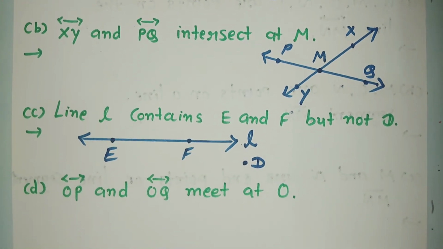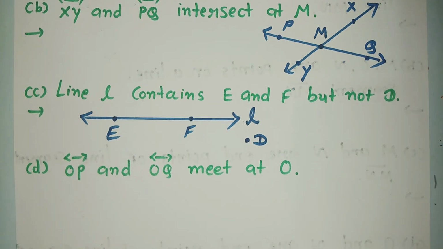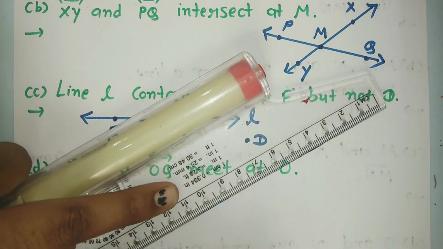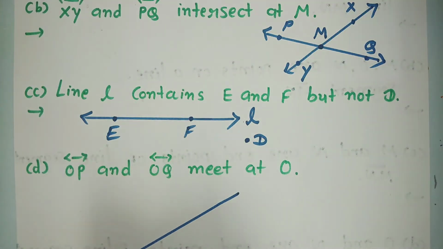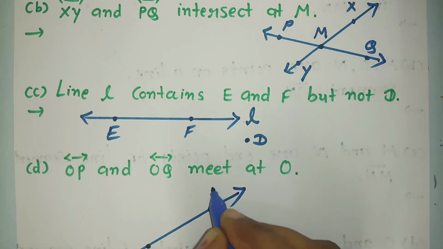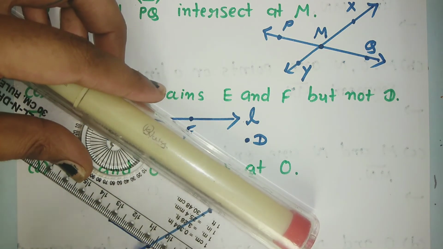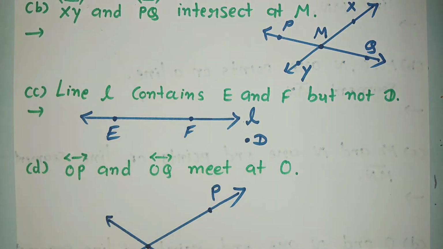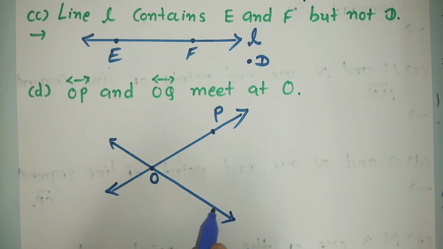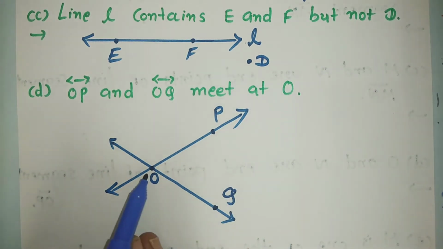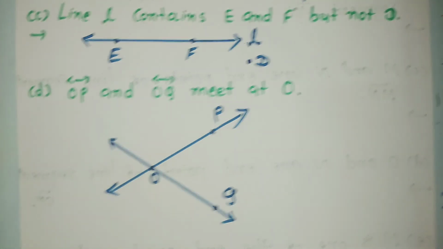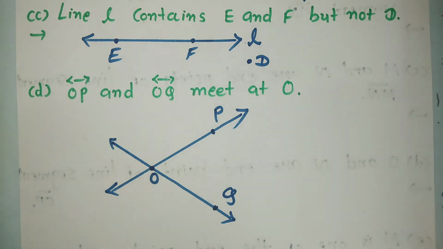Question number D. OP and OQ meet at O. OP and OQ lines. So how can I do it? This is the line OP, and OQ meet at O. So from here itself I will draw the second line. So OP and OQ done. OP line and OQ line meet at point O. So here question number 5 is done.